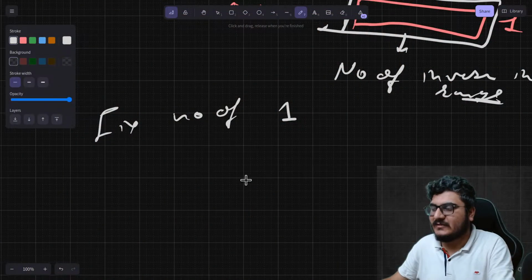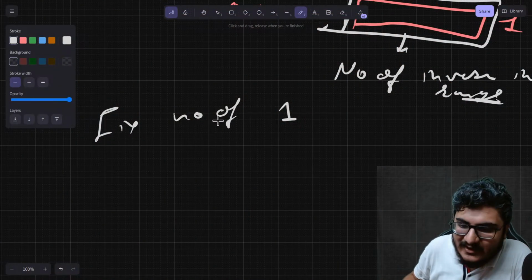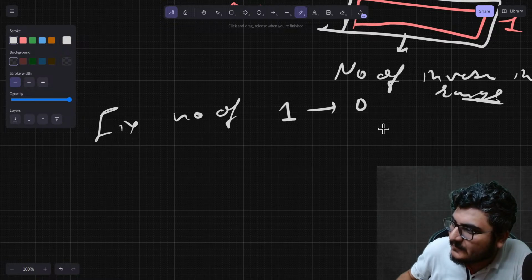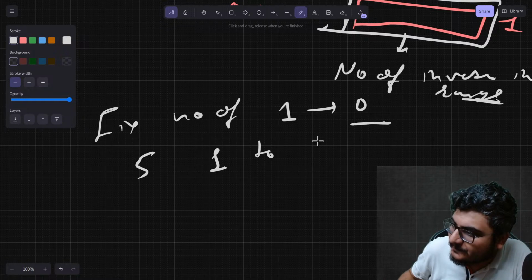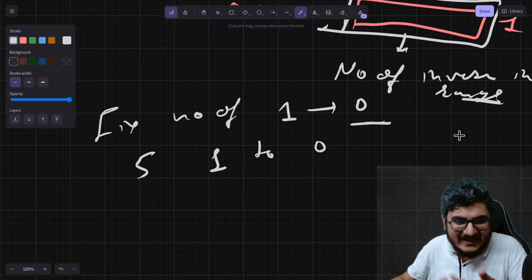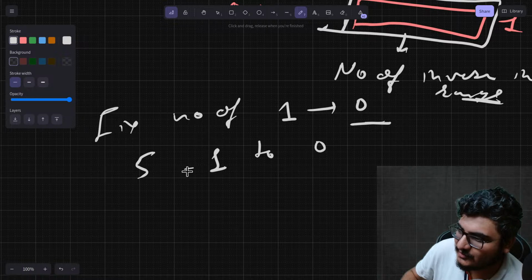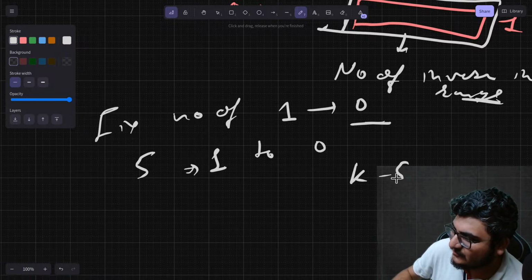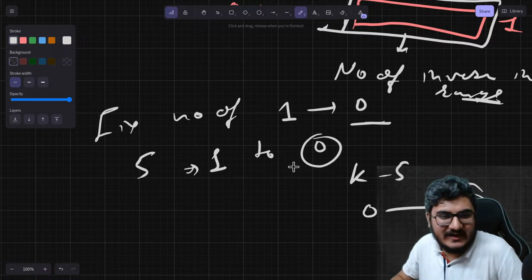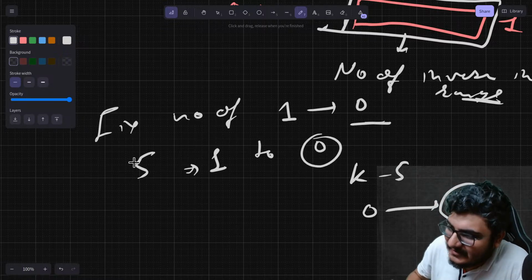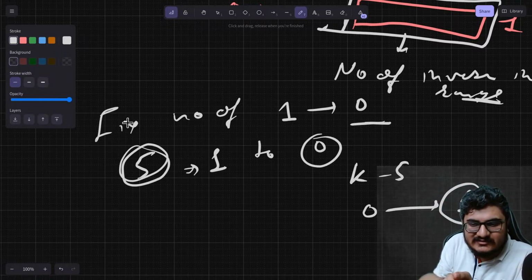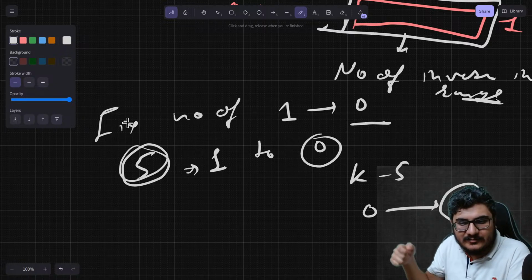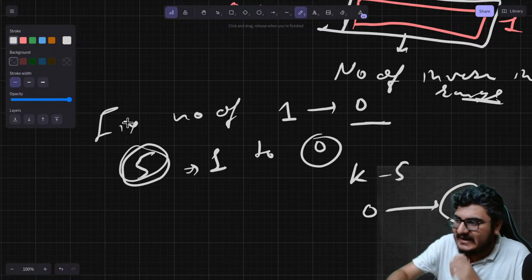Okay, let's continue. So what we have seen so far is, now I will fix the number of times I change 1 to 0. Let's say I change 5 ones to 0. To make it a bit greedy, if I change 5 ones to 0, then I can change k minus 5 zeros to 1s. Looks fine, right? And now I will keep changing this number. I will iterate over the number of times I change 1 to 0 from 0, 1, 2, 3, 4 up to k.